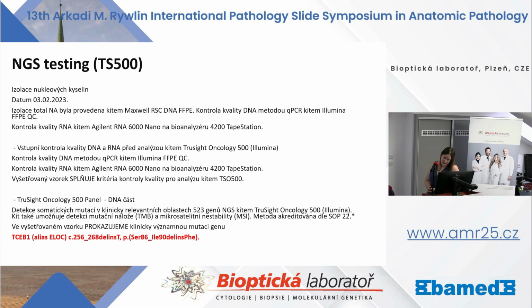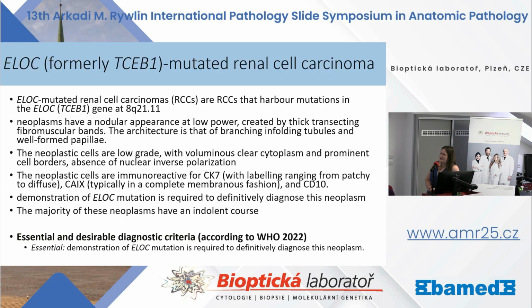There was a mutation in ALOT gene. So, oh yes, probably I have something. So, can I make the diagnosis of ALOT mutated renal cell carcinoma? I'm not sure. So I went back to WHO classification and analyzed my case and compared it with the criteria in WHO classification. So from the WHO classification, we know that ALOT-mutated renal cell carcinoma harbor mutation in ALOT gene.